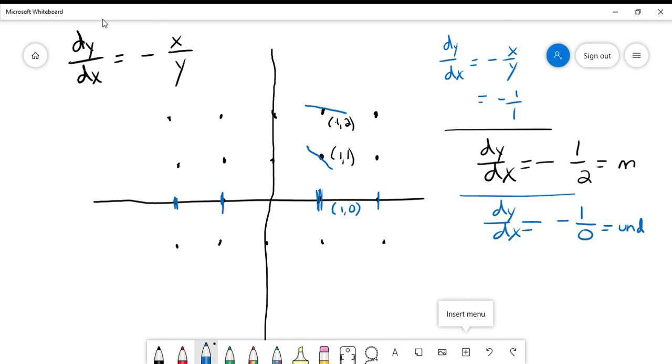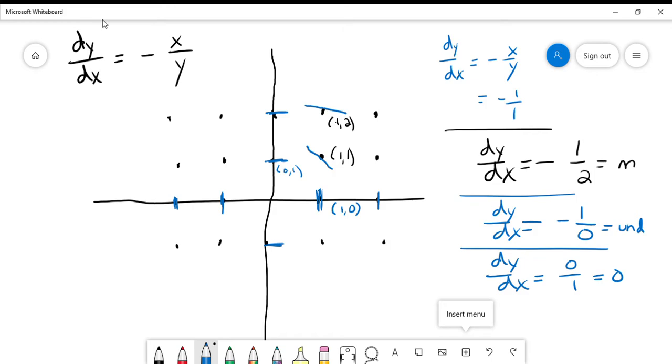Now, how about right here when the x coordinate is 0 and the y coordinate is 1? dy/dx equals 0 over 1, which is 0. So right here, the slope of the tangent line is 0. It would be the same thing up here. It would be the same thing down there. Let's do one more.